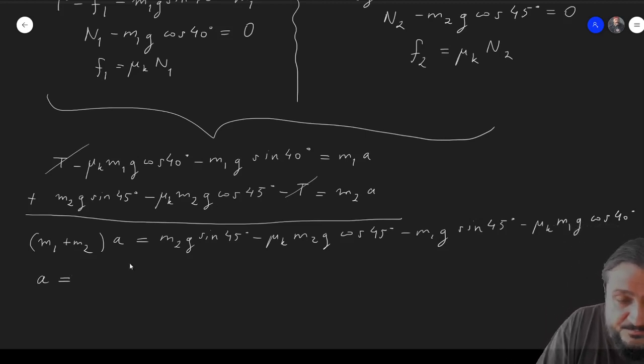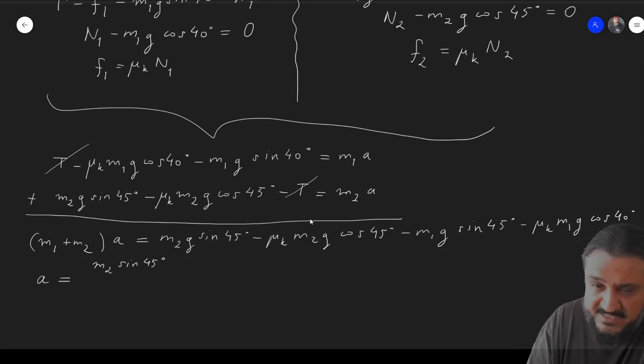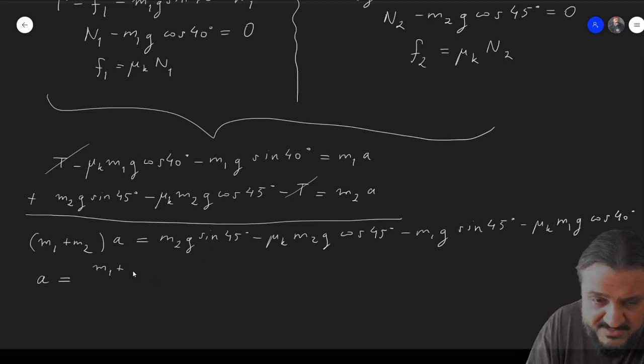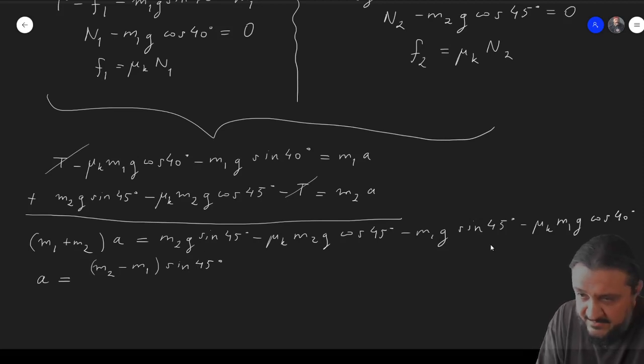this will be equal to M2 sine 45. There's also sine 45 here as well, which is m1. So why don't I include that here? So m2, I'm sorry, m2 minus m1, okay, I gotta be careful, m2 minus m1 times sine 45, which takes care of the first and the third terms.